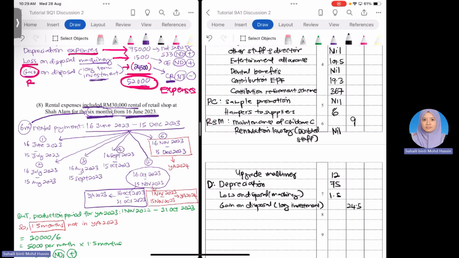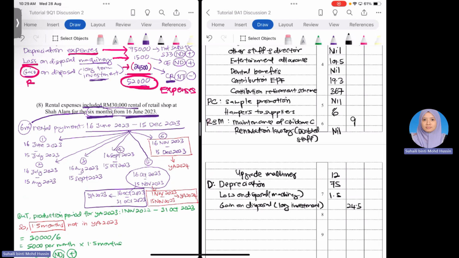So the problem is they paid the rental in the middle of the month. So it's a little bit confusing. If you paid the rental normally on 1st January, 1st February, 1st March, April, it is normal. But now they paid the rental in the middle. Actually it's just normal. But when they paid the rental for 6 months, you will notice that one and a half months of the rental payment is not for the year of assessment 2023.